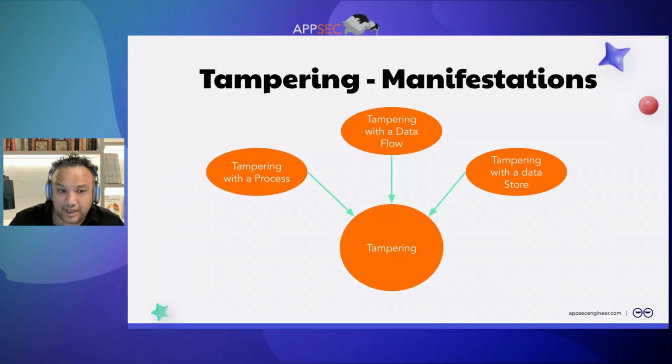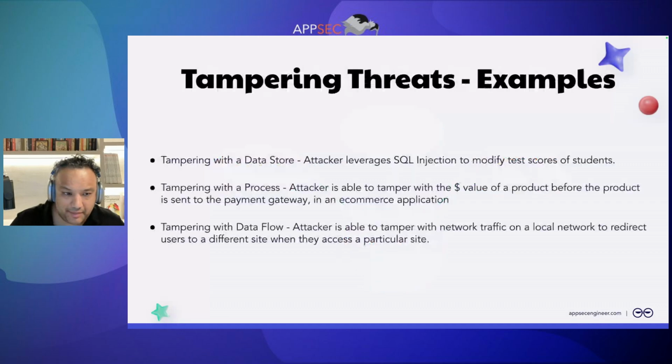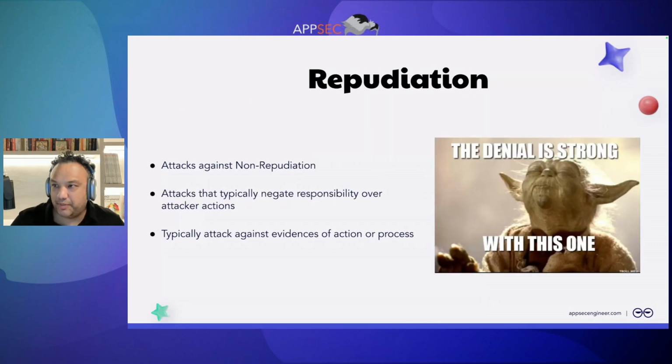If I am doing an SQL injection attack and changing scores, I am tampering with a data store. I'm tampering with the process by changing the dollar value of the product before sending it to the e-commerce gateway, whatever it is, and tampering with the data flow. I could just tamper with network traffic, right? So I could change network traffic and tamper that way.